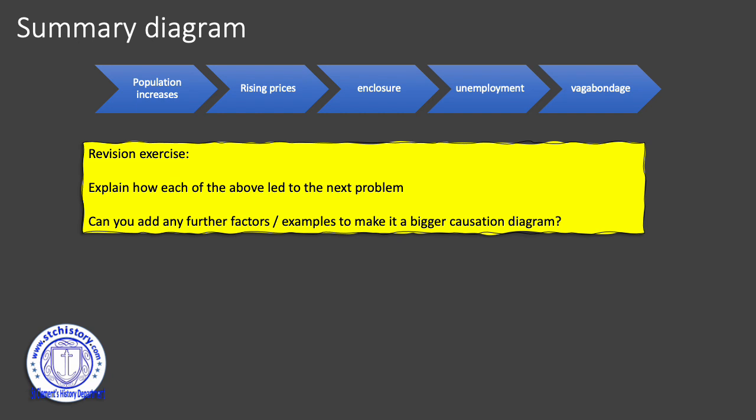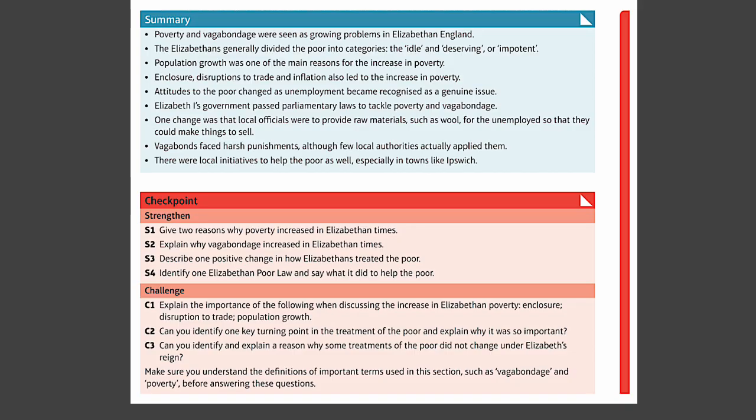How did all of these things lead to a rise in poverty? With a little summary from our textbook, just for you to have a little go at some checkpoints if you want, and a little overview.